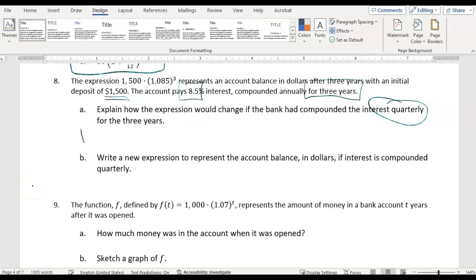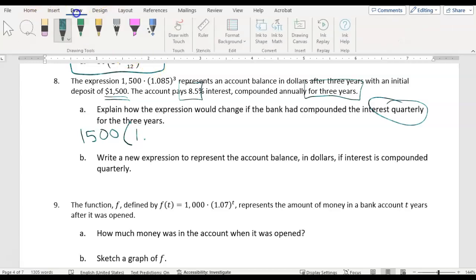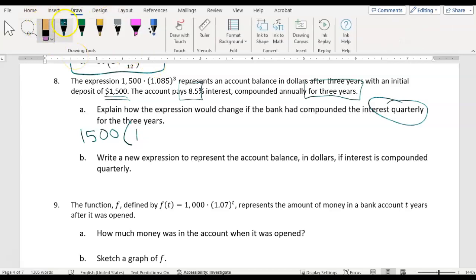So we would have our initial amount of 1,500 times 1 plus 0.085 divided by, if it's compounded quarterly, it's compounded 4 times, so divided by 4. And then if it's happening 4 times, it's to the power of 4, but also we're talking about 3 years.